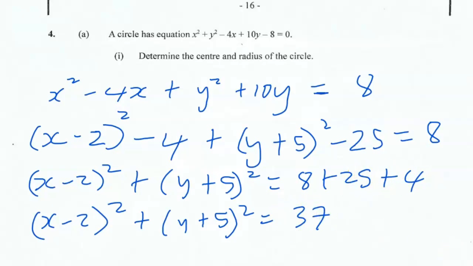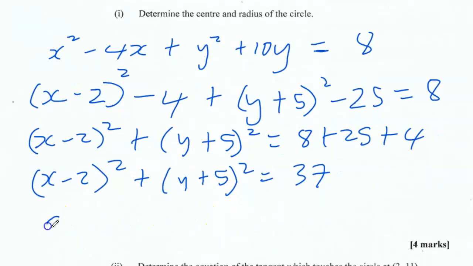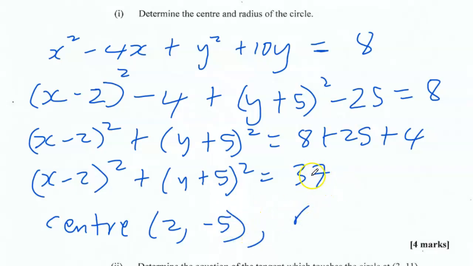So the center of the circle is the values that make the bracket 0. So 2 for the x and for the y, minus 5. And the radius squared, remember, r squared equal to 37, which means that r is equal to the square root of 37, which is 6 point something. We can leave it in surd form, root 37.